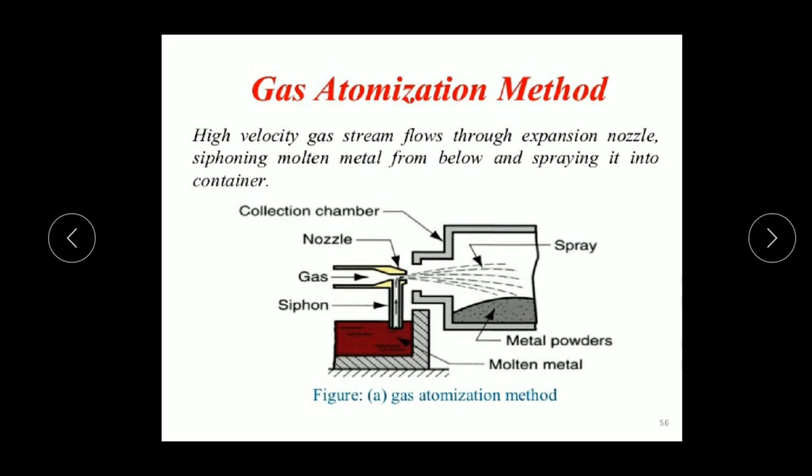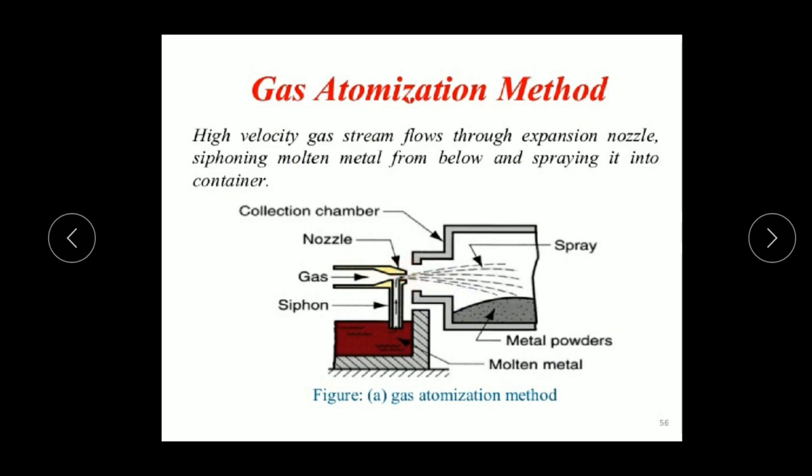The basic principle of this gas atomization process is that a high velocity gas stream flows through an expansion nozzle, siphoning molten metal from below and spraying it into a container. Which means, dear students, as we can see, the molten metal inside the container flows towards the nozzle by means of siphon action, and is then fed into the nozzle neck. On the other side, pressurized gas is passed. That pressurized gas passes through the nozzle, which means it immediately strikes the molten metal.